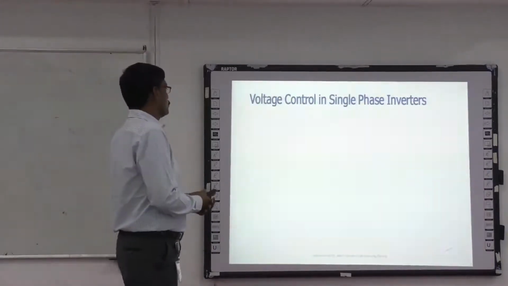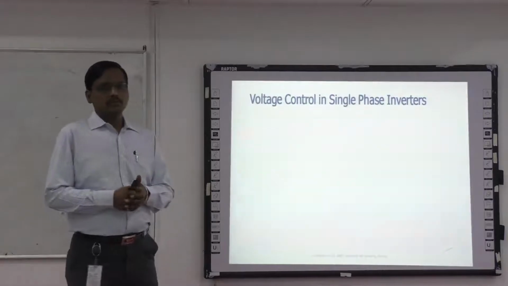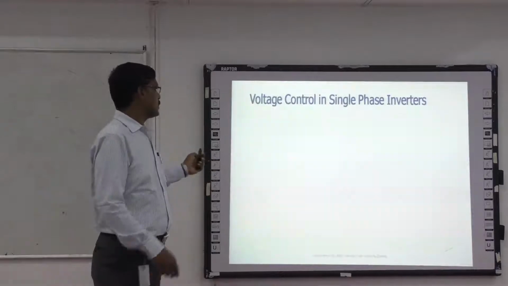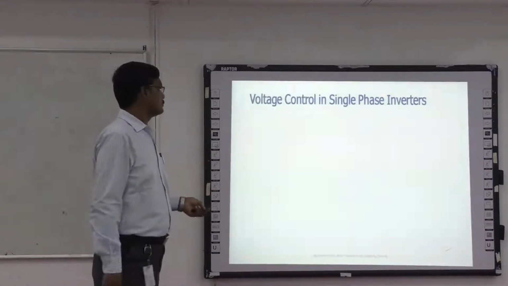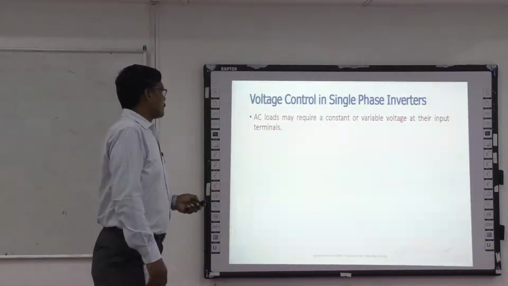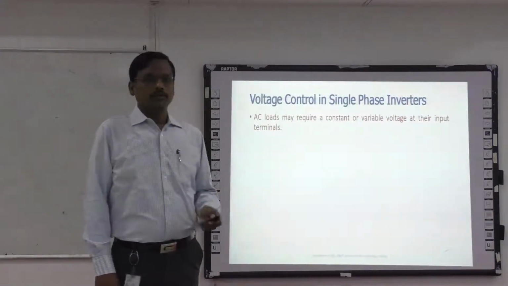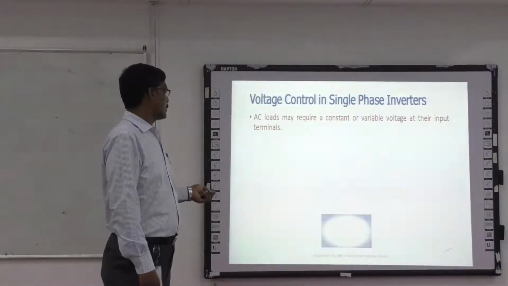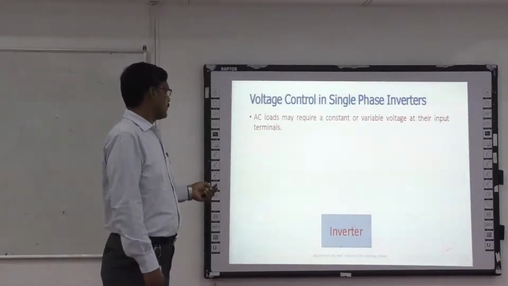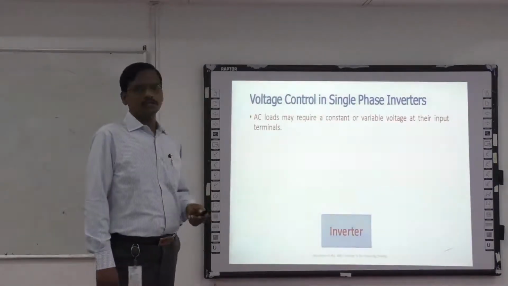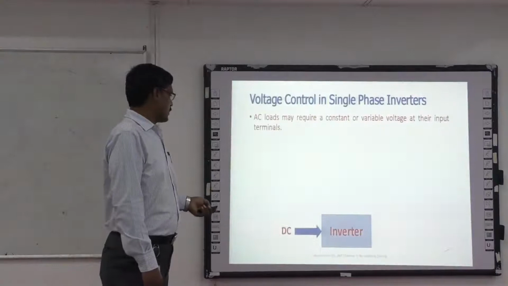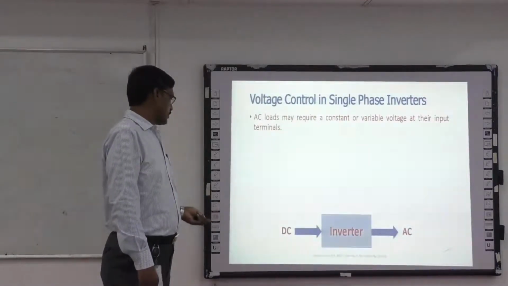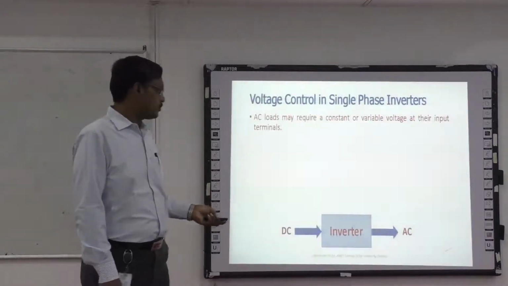Then coming to the voltage control, we have several types of control. Here in this session we are going to discuss only the voltage control. The requirement of the load may be a constant voltage or a variable voltage at the load terminal. So we can control the output of these inverters in different ways. This is going to be our inverter. We give the input as DC and we get the output as AC.